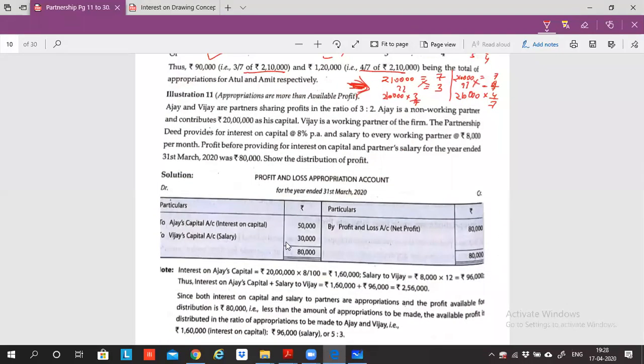Yes, sir. Okay, can we do illustration 11? Aditya, can you please read illustration 11?